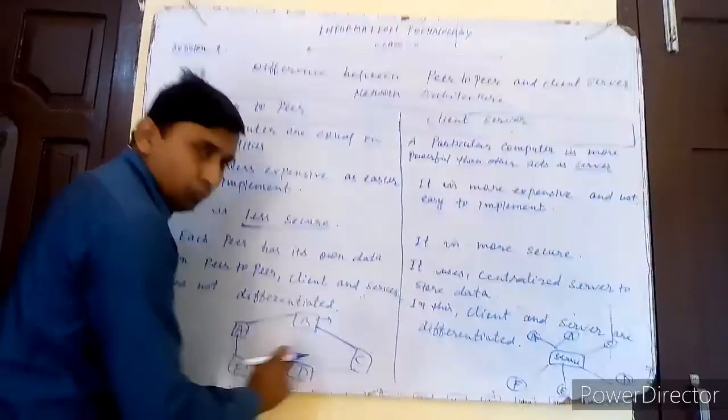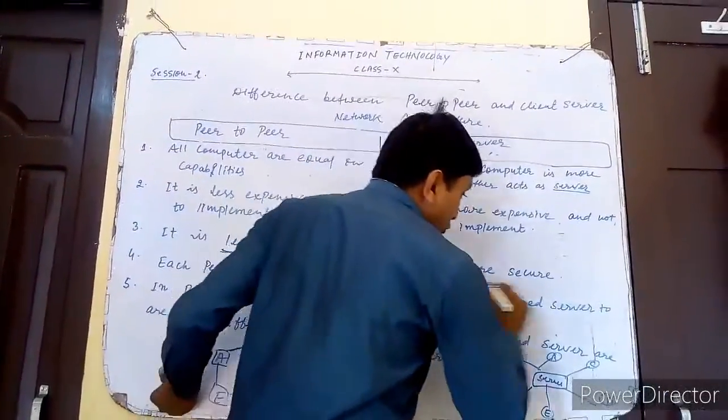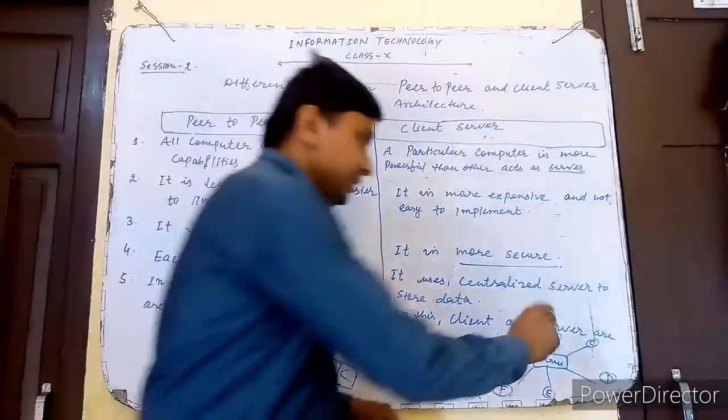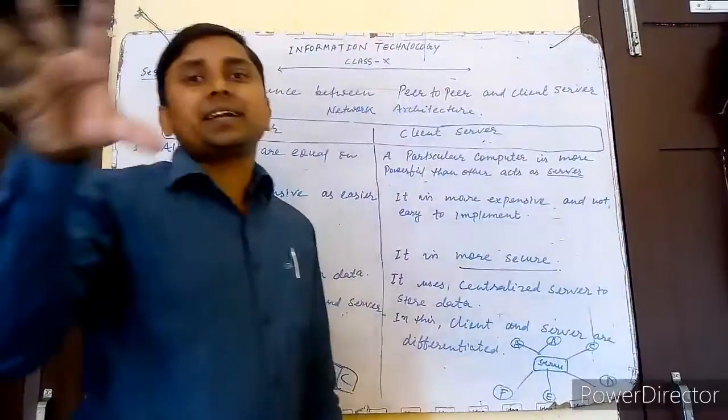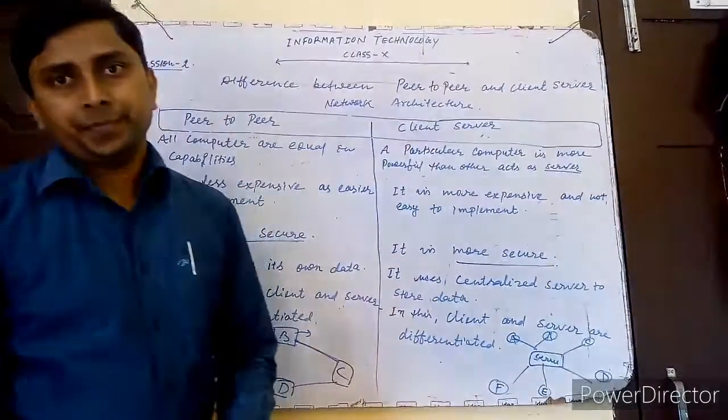In client-server, it is more secure. Why is it more secure? Because the data is stored in a centralized way, in a single place, which is the server.